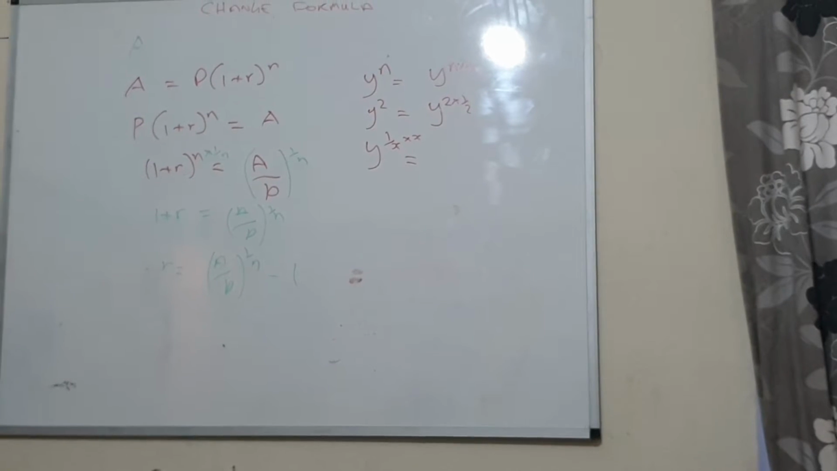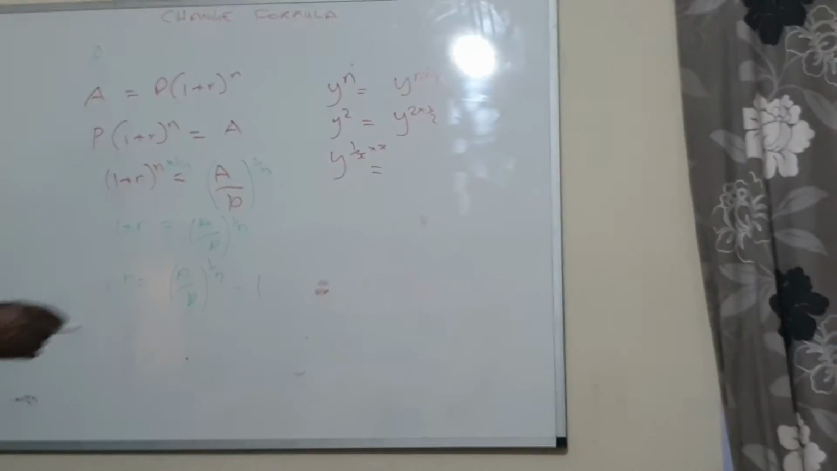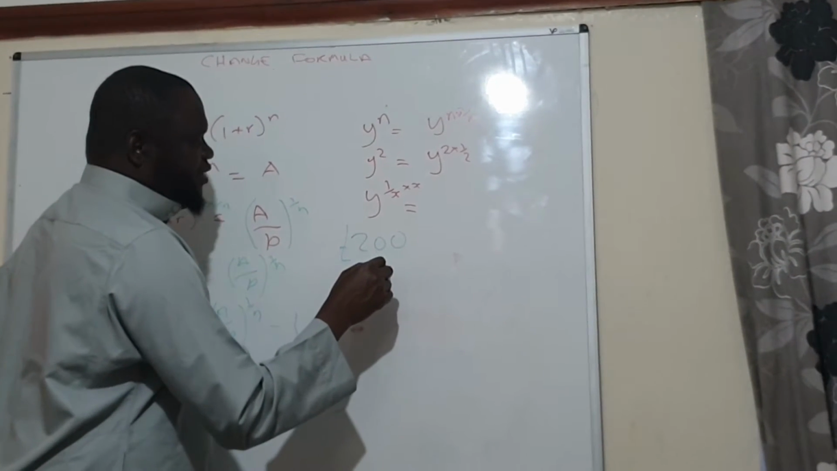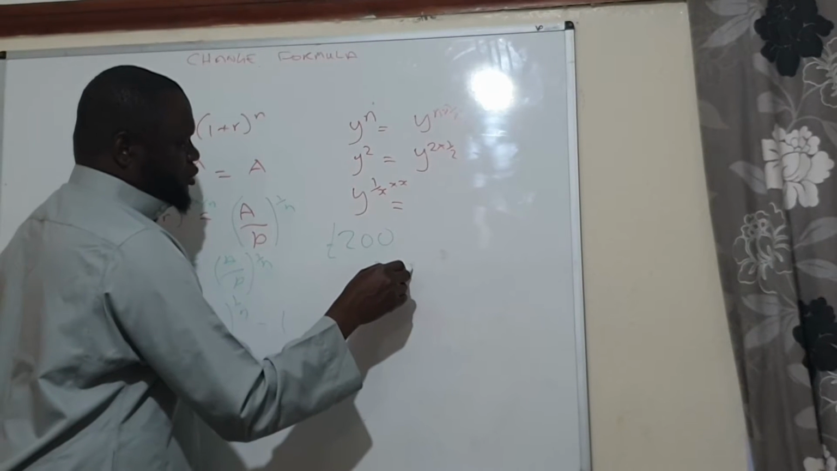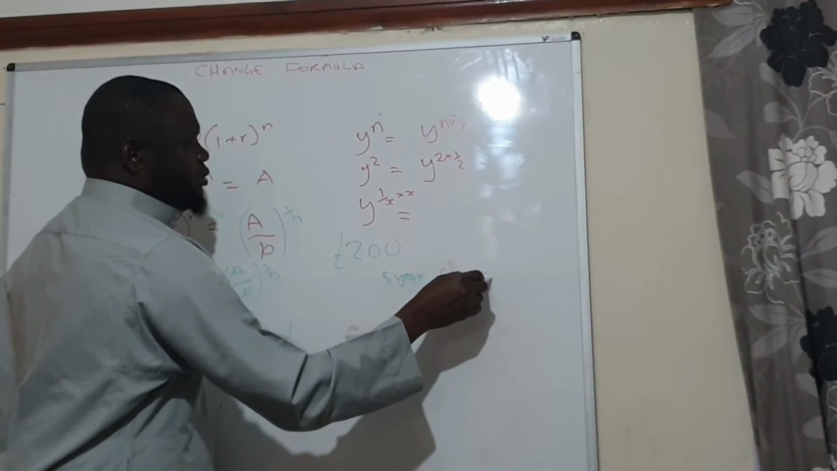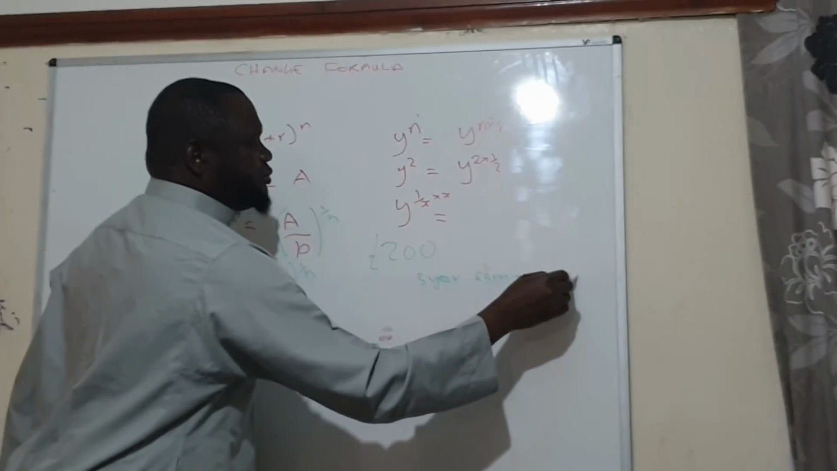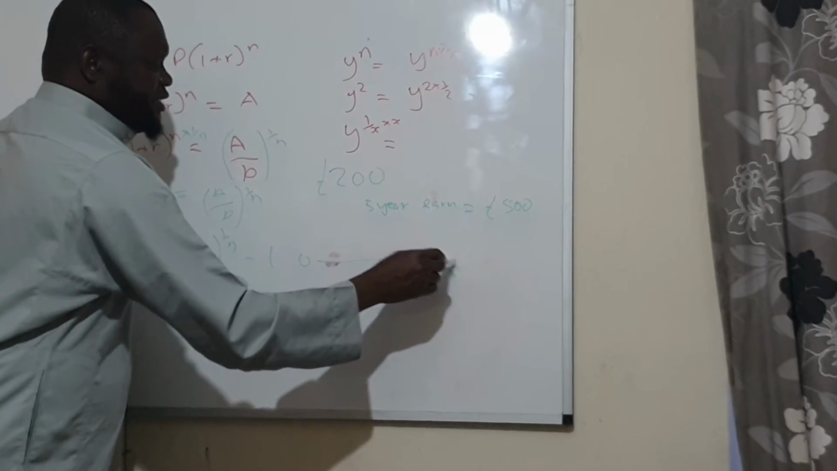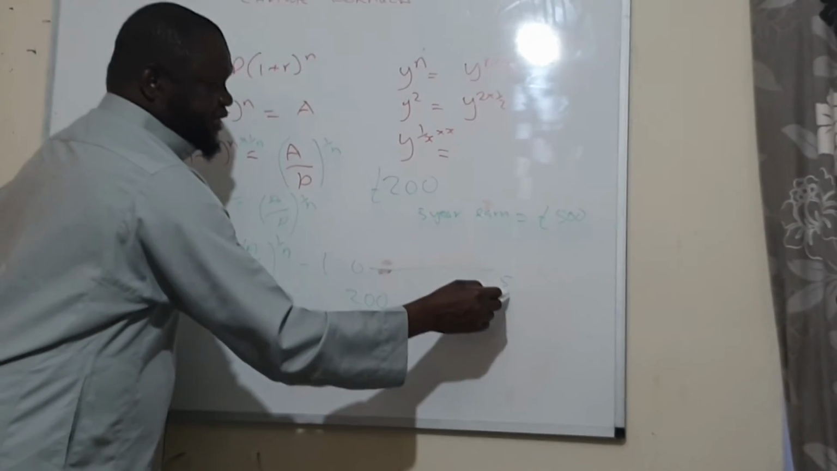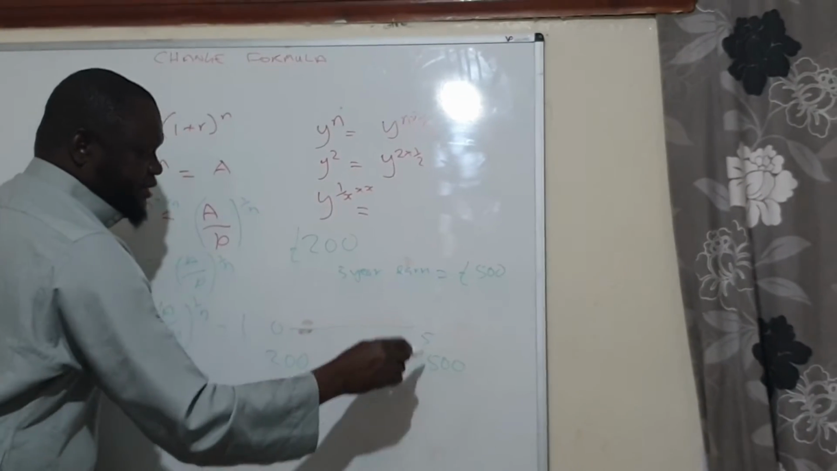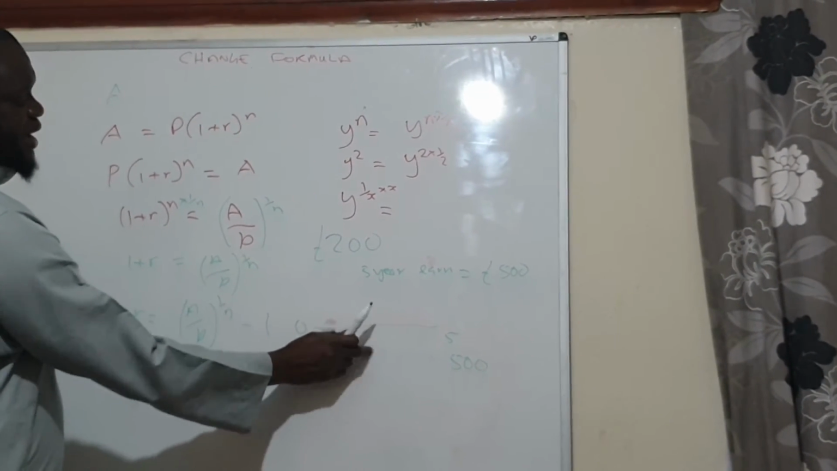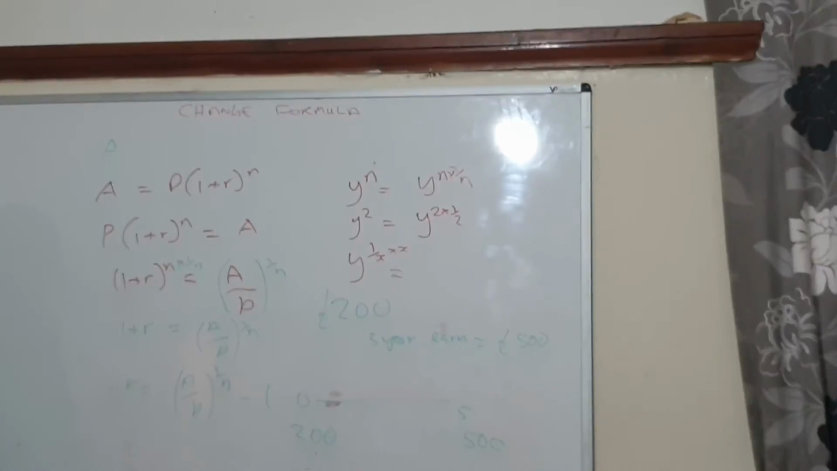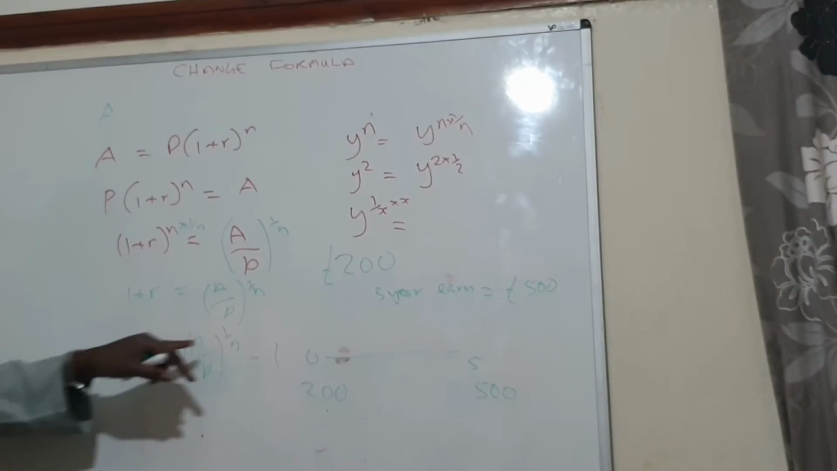R is the rate. So if I tell you at what rate must I deposit 200 pounds into the account for 5 years to earn 500 pounds. That means I put in 200 pounds in the bank, and I must get 500 after how many years? 5 years. What rate of interest must the bank give me to earn that? That's what this question is telling you. So you can substitute everything into that.